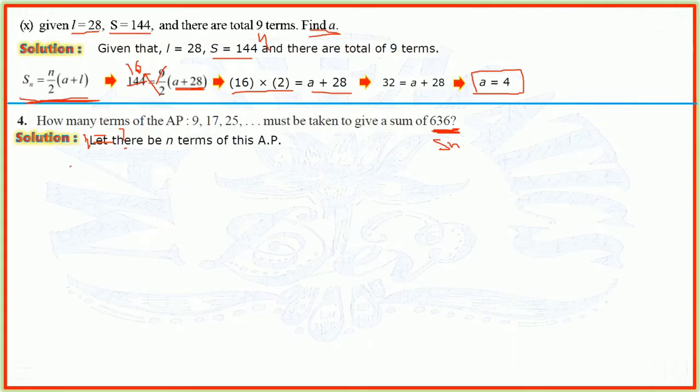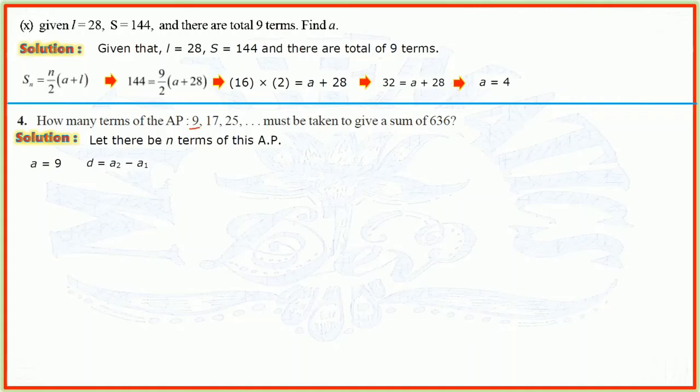Let us proceed for the solution. Let there be n terms of this AP. A is equal to 9. D can also be found, second minus first, 17 minus 9, which is 8. Then the formula for the sum, because the sum is given: Sn is equal to n by 2 into 2a plus n minus 1 into D.